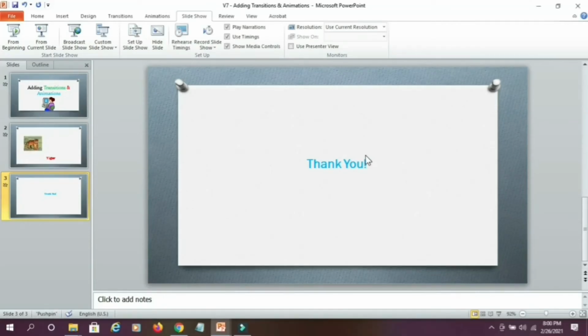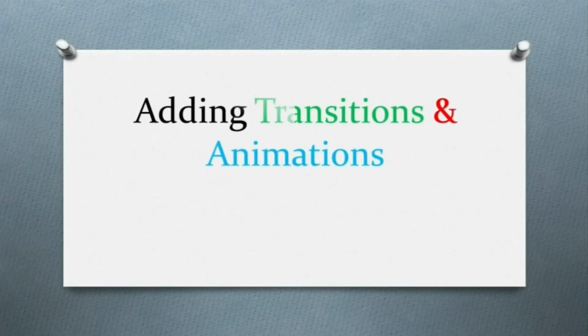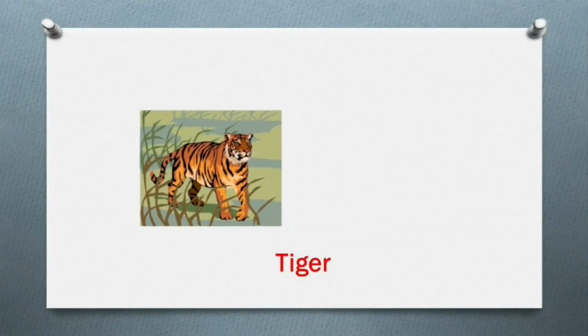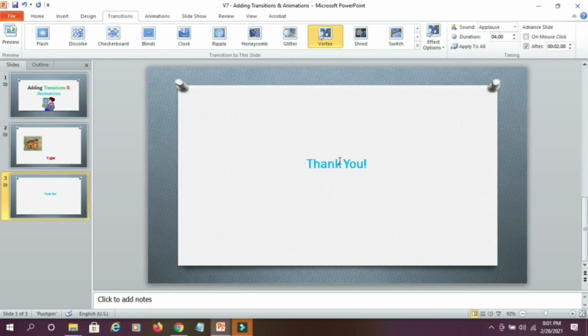This is the end of the slideshow. So we can go to transition again. And here, if I specify that it should advance after 2 seconds and apply to all, then I press F5. Now see the effect. It is automatic. Second slide. Finally, my last slide. So this is the transition and animation effect which can be added to our slides.